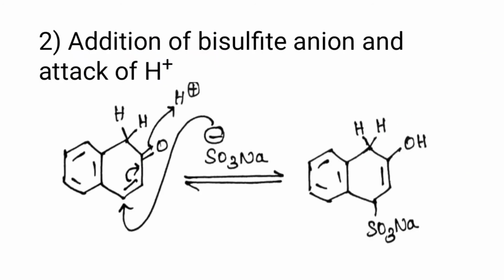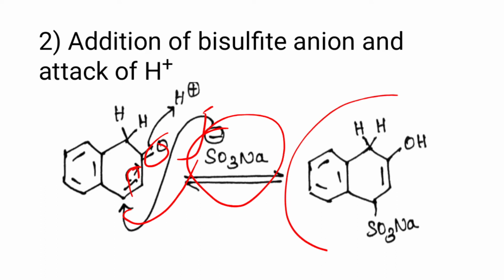Then in the next step, the addition of bisulfite. The bisulfite anion will attack the C3 carbon. The double bond moves here, and the double-bonded oxygen, which is highly electronegative, will attack the H plus to form this intermediate.